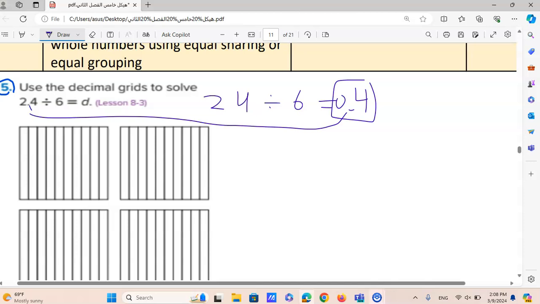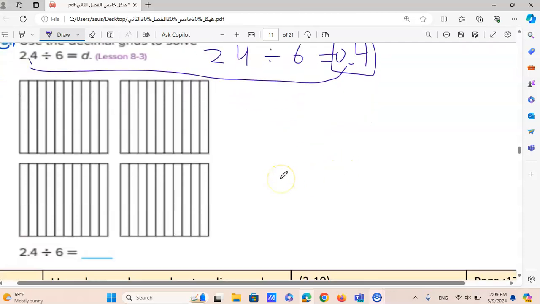Now how do you shade? You need to color two whole numbers. Okay, this is one whole, and 4/10 and 4/10. See, I need to make it into 6 groups.